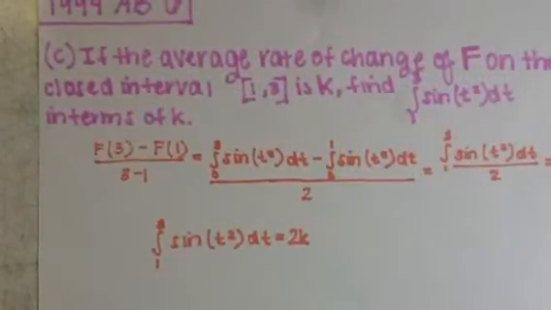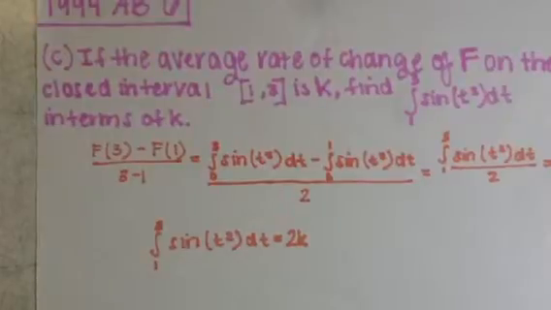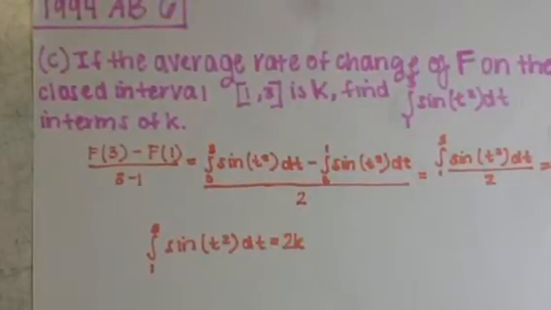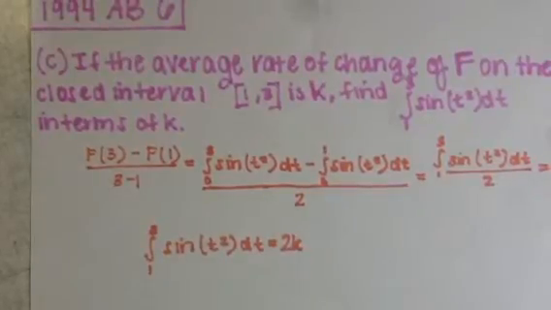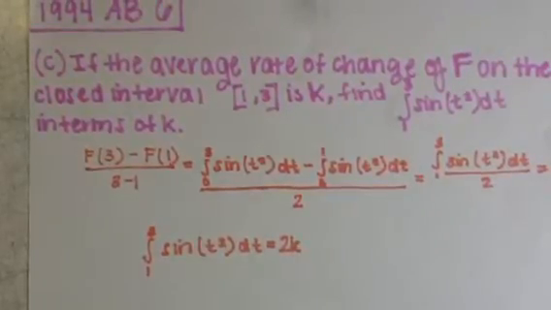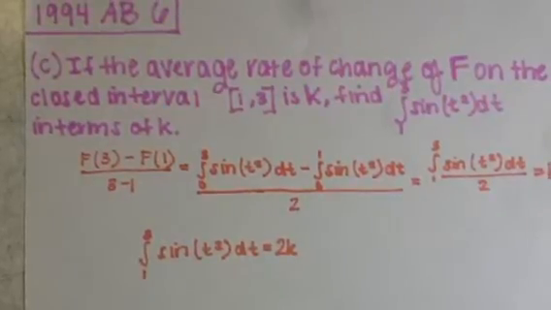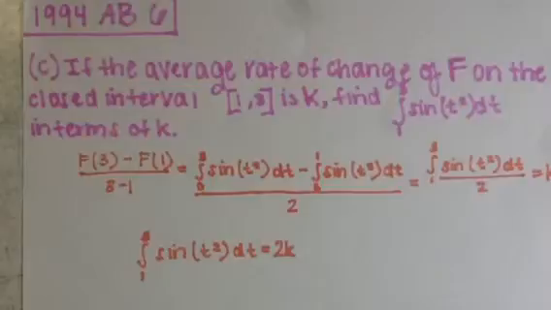C asks, if the average rate of change of f on the closed interval from 1 to 3 is k, find the integral from 1 to 3 of sine t squared dt in terms of k. So the average rate of change formula is f of b minus f of a over b minus a. So we just plug that in.